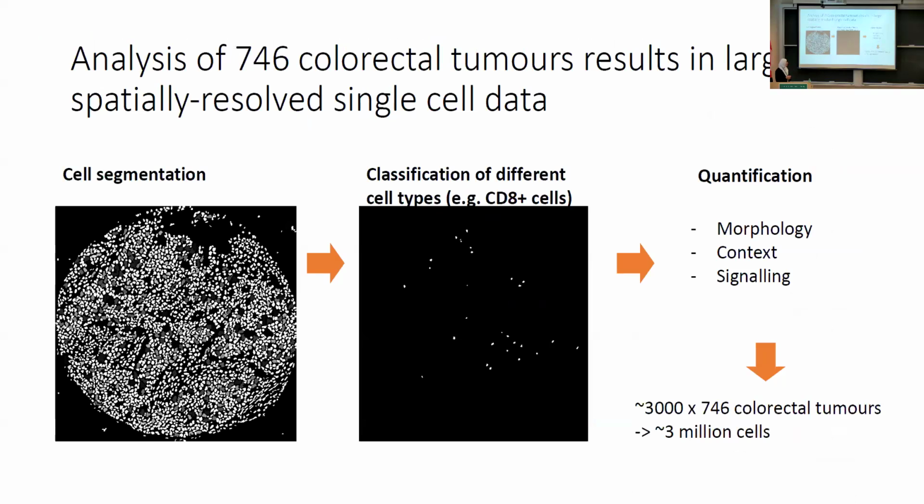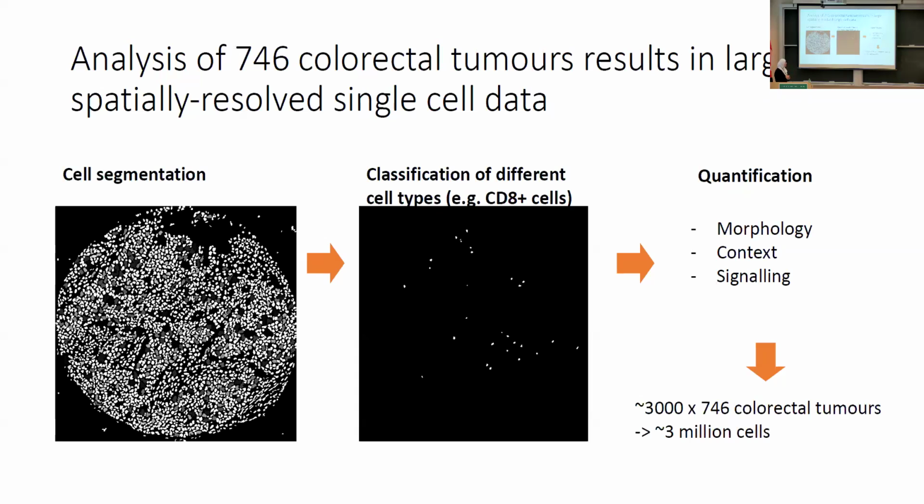The first thing is we need to process this data so it can be converted to numerical data. What we do in the field is we segment each cell, detect the border of it, classify different cell types like immune cells, CD8 cells here, and then extract various features. Features include the morphology, the elongation or the roundness of the object, the context of each cell, what is surrounding it, what the surrounding cells are, and the signaling. So, what are the different proteins that are expressed.